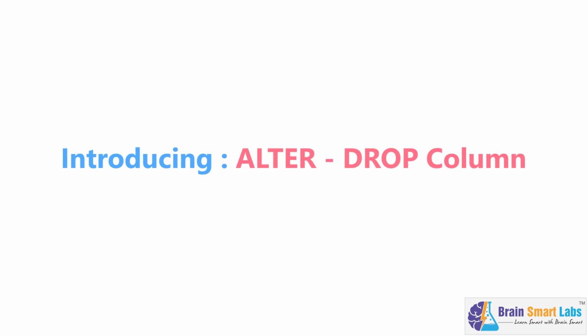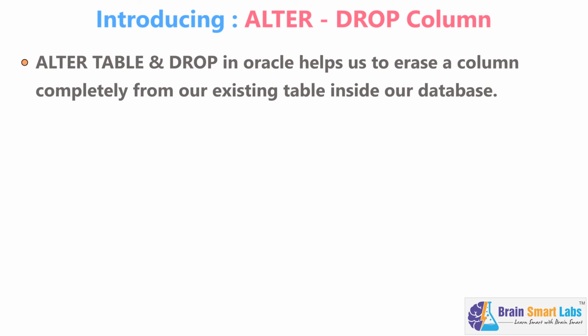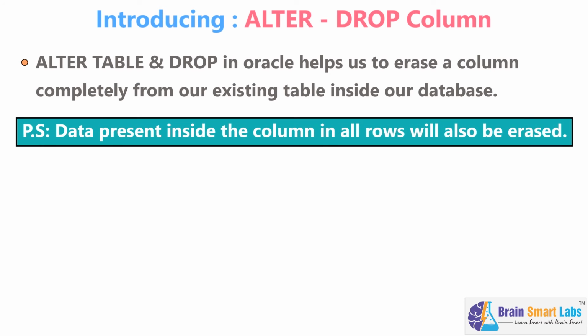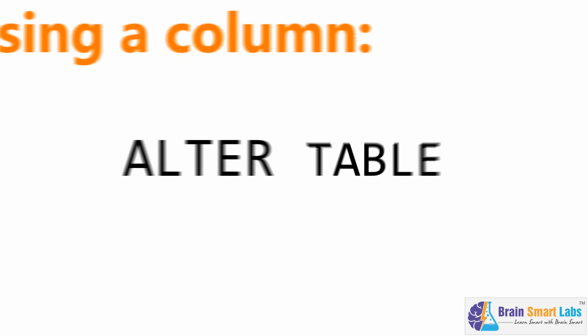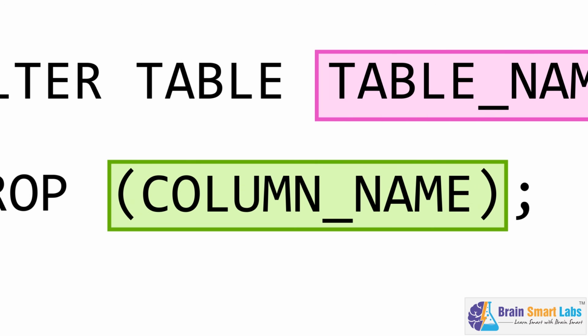Introducing the all-new alter statement with a drop column feature. Using alter table and drop in Oracle helps us to erase a column completely from our existing table inside our database. But please note, if you erase a column from the table, even the data present inside the column will be erased. Here is the syntax for erasing a specific column from the table. Alter table name in the first line, drop space column name inside small parenthesis in the second line.